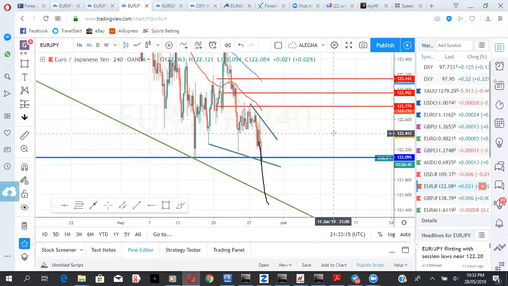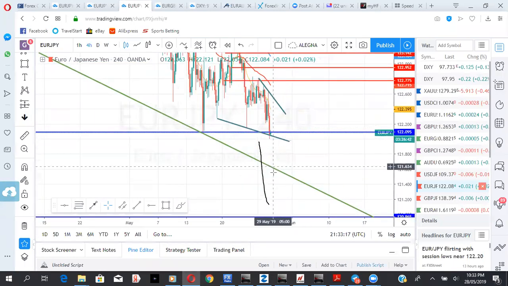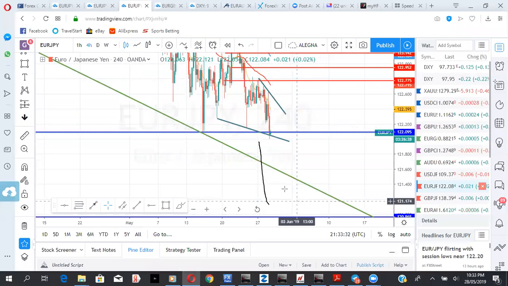So two things. If this trend line gives way, it's coming down here. But if this trend line holds, we may see a move back up to this upper trend line. And if price goes above this upper trend line, then we may see this high here. We may see price get to this high. So that is it for Euro Yen.